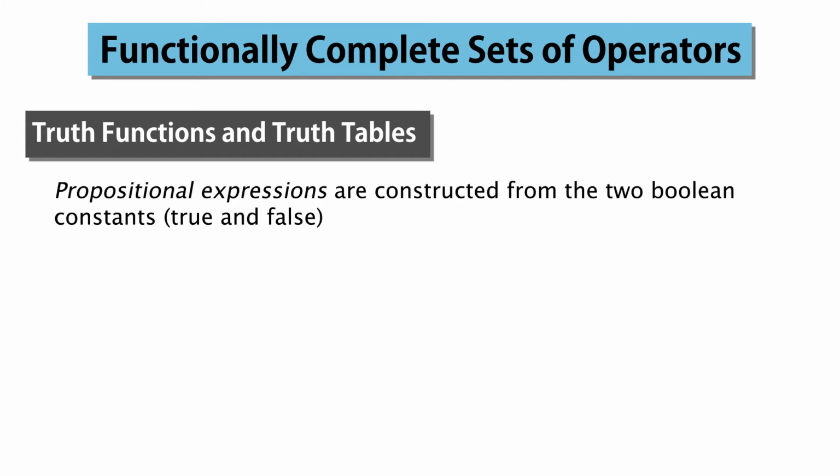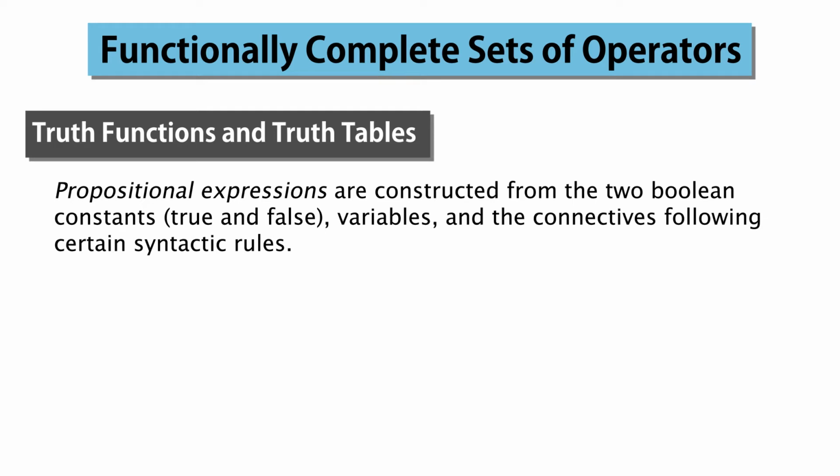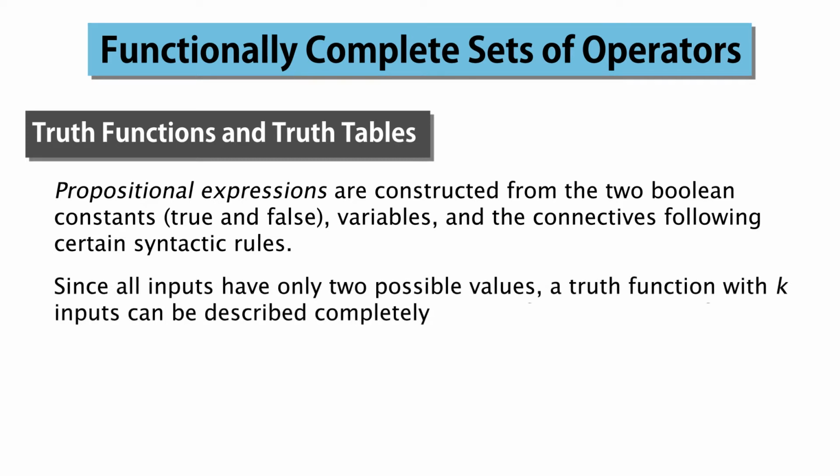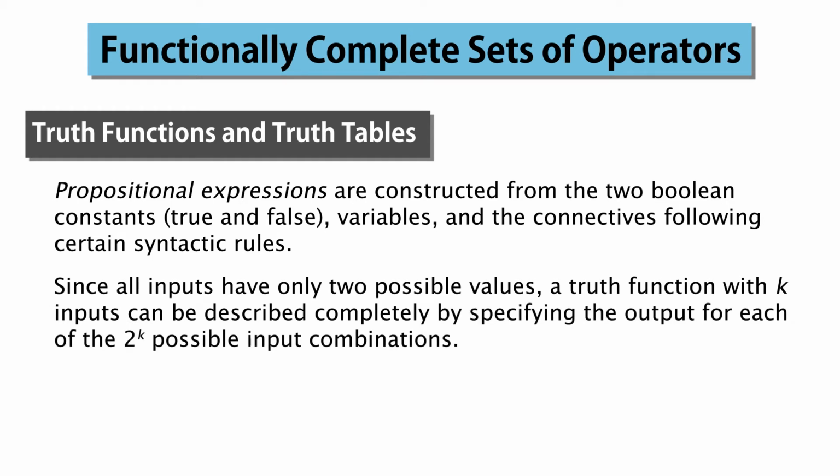Propositional expressions are constructed from the two Boolean constants, true and false, variables, and the connectives following certain syntactic rules. Truth functions are total functions. That is, for every possible combination of Boolean inputs, the function returns a unique output. And since all inputs have only two possible values, a truth function with k inputs can be described completely by specifying the output for each of the 2 to the k possible input combinations.